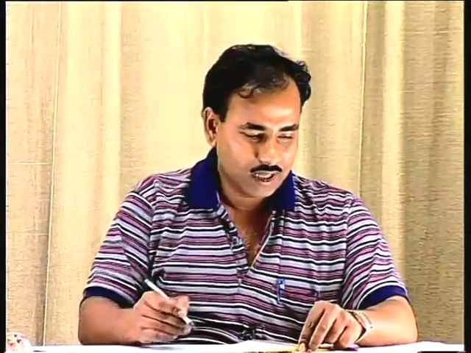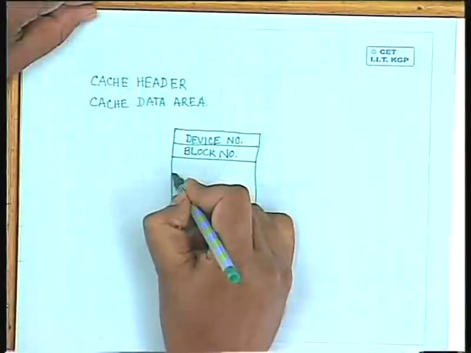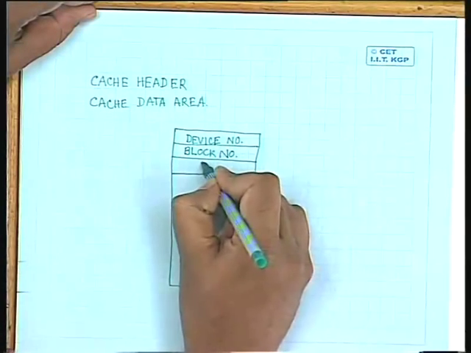Then once you modify that particular character in the main memory, then you have the entire modified block. And if it is to be reflected on the secondary storage, then this entire block has to be written on the secondary storage. Okay, so these are block devices. So I have to have the device number and block number, the block which is contained in that particular buffer. Then I have to have another field called status field.